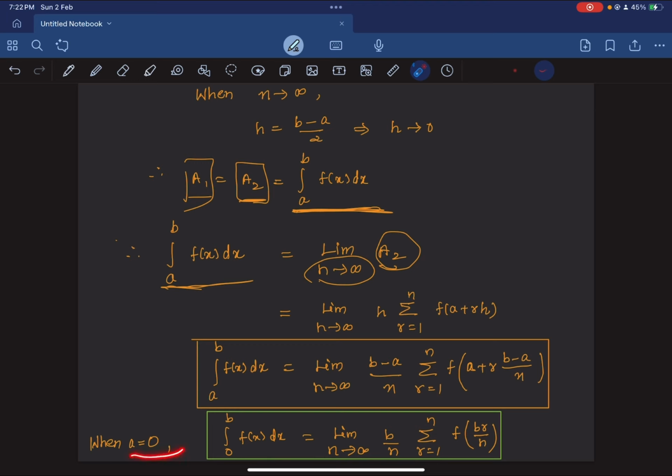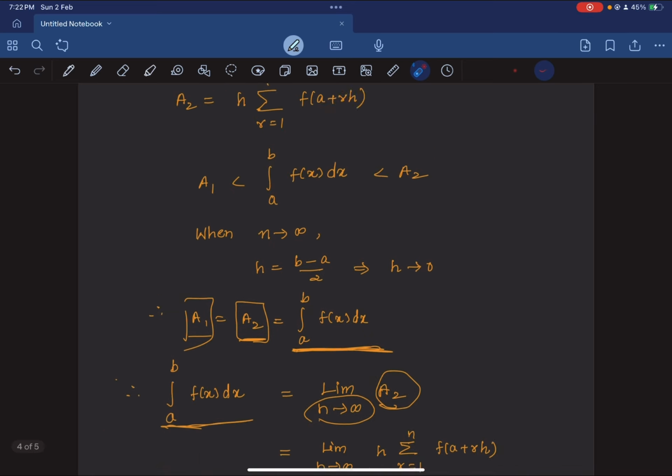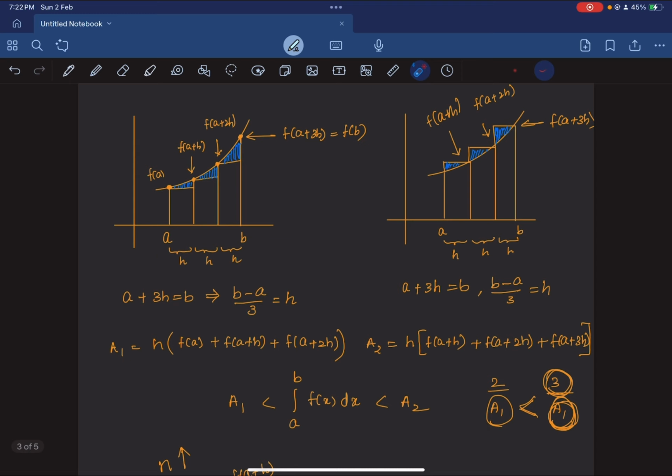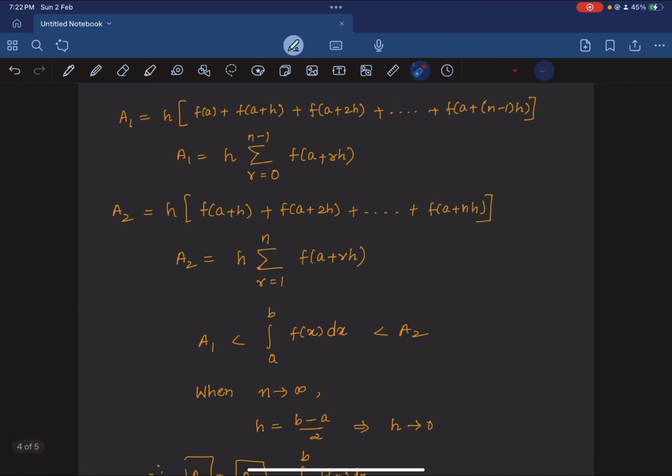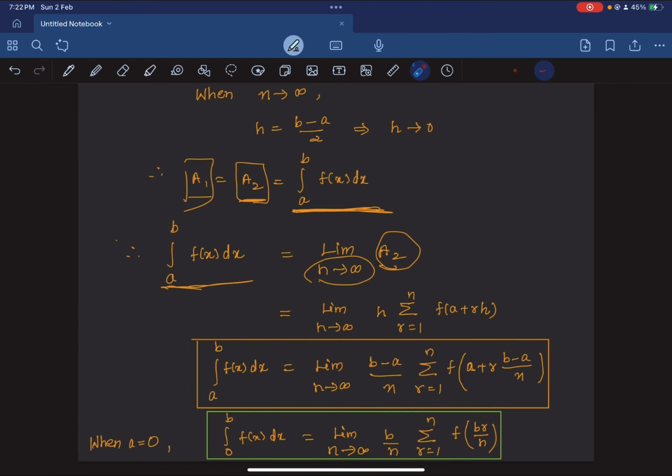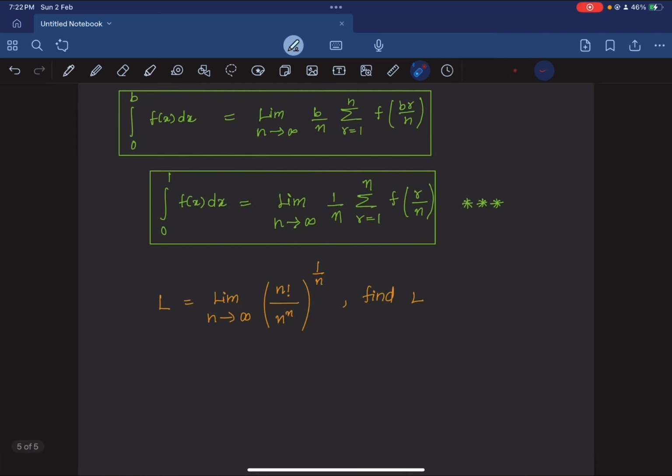When your a is 0, that is when the lower bound of the integral is 0, this will become b upon n, and this goes to 0. So this will be simply br upon n. This is when a is equal to 0. So this is what we got when a is equal to 0.